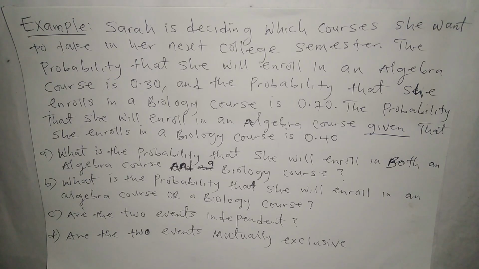The question says, Sarah is deciding which course she wants to take in her next college semester. The probability that she will enroll in an algebra course is 0.3, and the probability that she will enroll in a biology course is 0.7. The probability that she will enroll in an algebra course given that she enrolls in a biology course is 0.4. Question A. What is the probability that she will enroll in both an algebra course and a biology course? Question B. What is the probability that she will enroll in an algebra course or a biology course? Question C. Are the two events independent? Question D. Are the two events mutually exclusive?